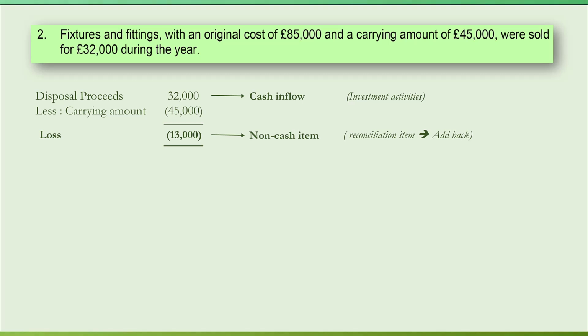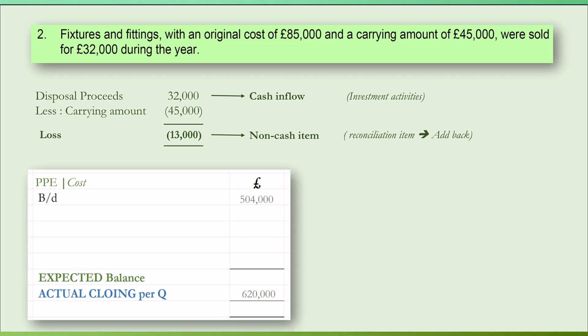before tax figure. Now, we also need to adjust the cost workings to remove the cost of the fixtures, while we also need to update the accumulated depreciation working to exclude the depreciation on the disposed fixtures. But there's a little bit of a trick here. Is that depreciation given to us? Of course not. But we don't need to panic. We can work this out by comparing the carrying amount with the cost.